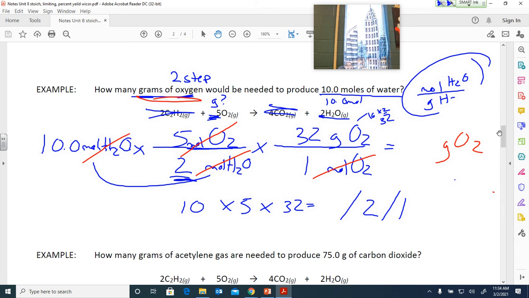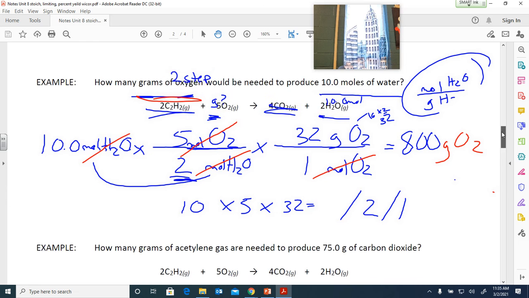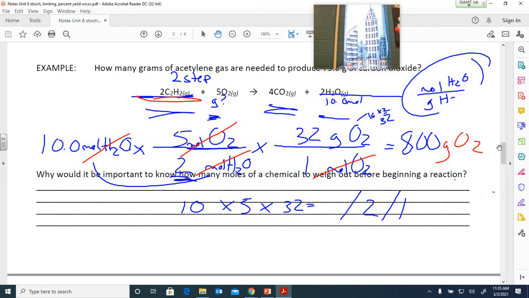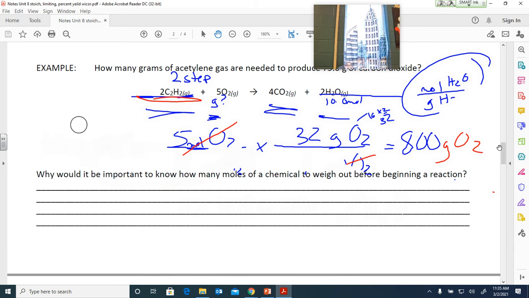Divide by 2, and then it says divide by 1, but I don't really have to do that. It's the same number. So the answer is 800 on the dot, actually, grams of O2. There we go. All right, now we have one last long problem, and then we will just be doing things to practice this throughout the week.